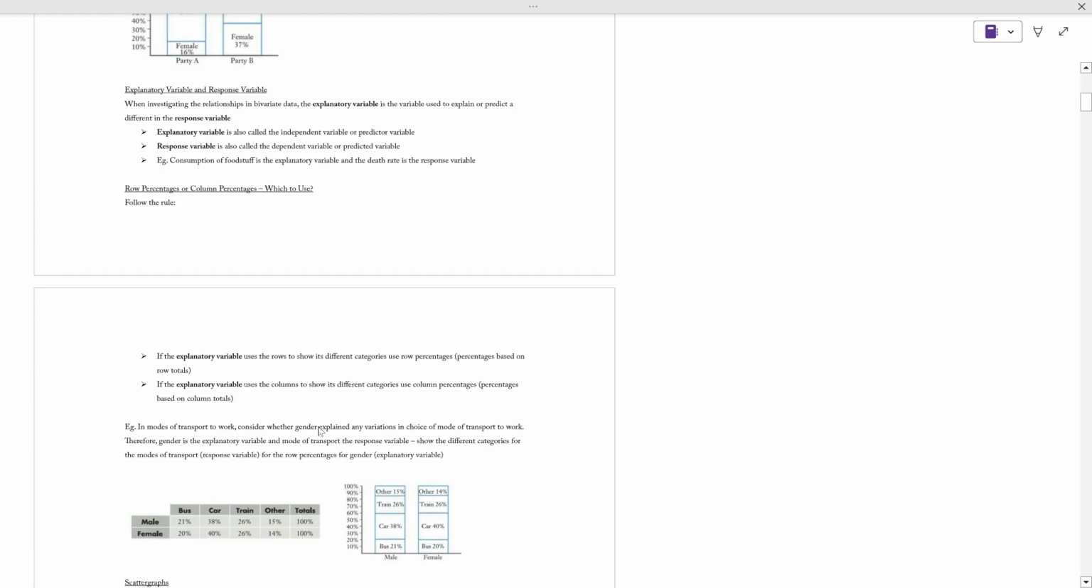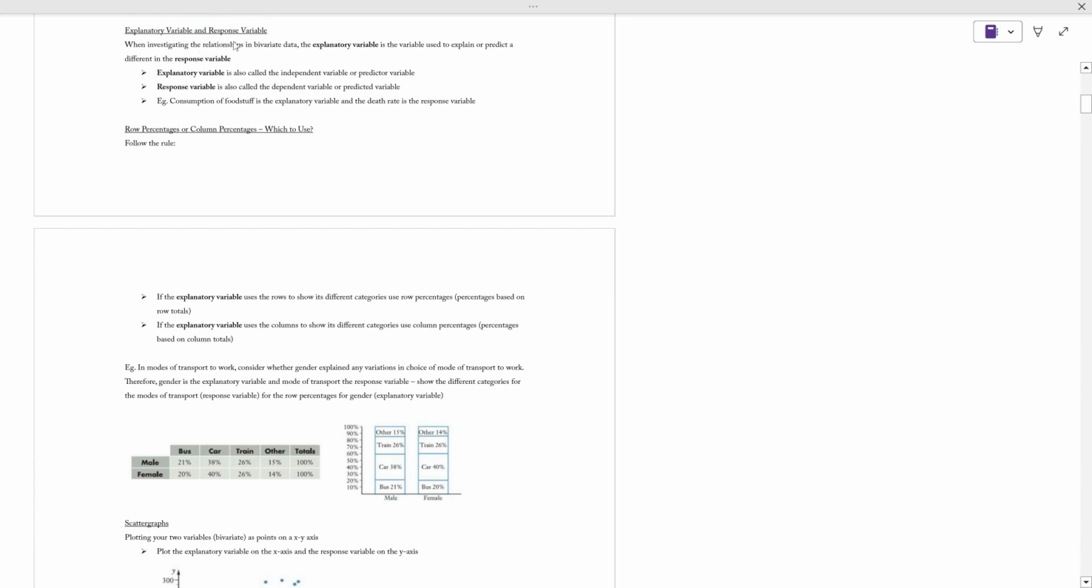So moving on, explanatory variable and response variables. So when investigating the relationships in bivariate data, once again, bivariate data, just two variables. The explanatory variable is the variable used to explain or predict a difference in the response variable, right? So the explanatory variable is also called the independent variable or predictor variable, whereas the response variable is also called the dependent variable or predicted variable.